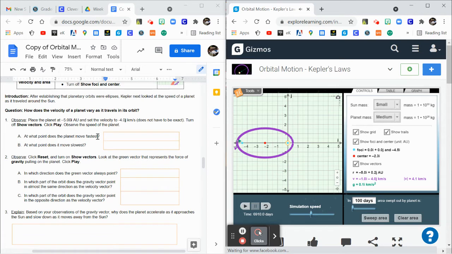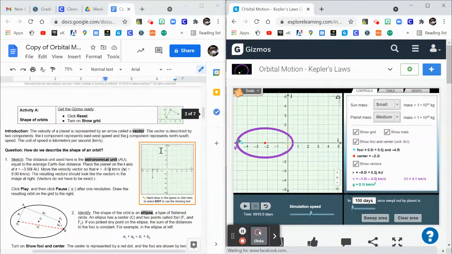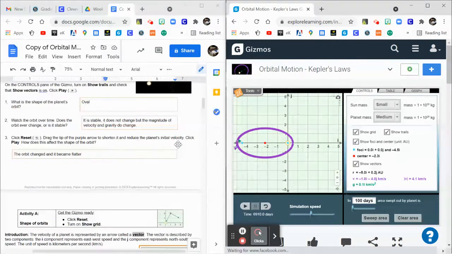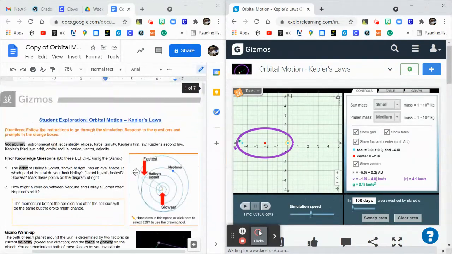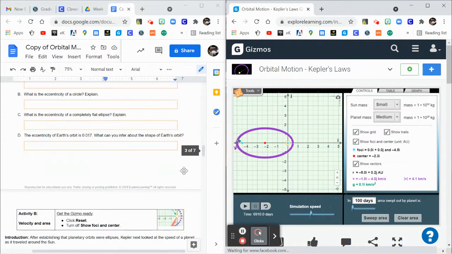At what point does the planet move fastest? At what point does it move slowest? And so if we take a look back to where we initially said where it would move fastest, I think this is incorrect, right? So I think my picture is incorrect. My prediction is incorrect. Okay.